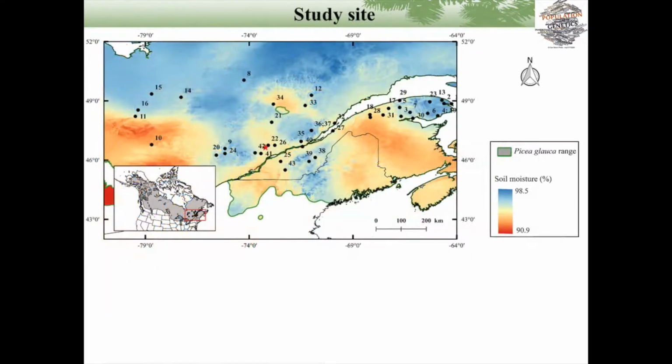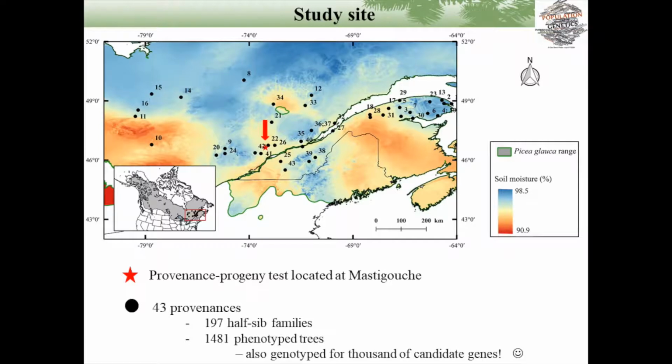I bring you here to Quebec. Here, our study site is indicated by a red star. We studied a total of 1,481 trees from 43 populations located in relatively dry areas, shown here in orange or red, or in relatively humid and blue areas. Our trees were phenotyped and also genotyped for thousands of candidate genes.